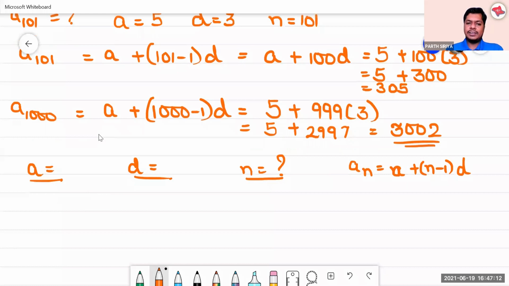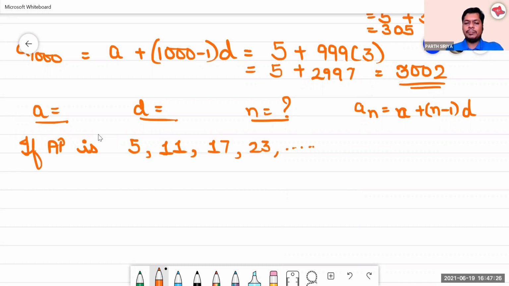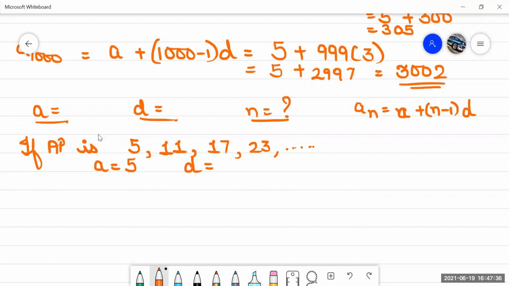एक और क्वेश्चन ट्राई करते हैं. If AP is 5, 11, 17, 23, dot dot dot. Okay, what is the first term of this AP? 5. Very good. What is the difference? Difference between any two consecutive terms? 6. Very good. 11 minus 5 is 6, 17 minus 11 is 6. So difference is 6. ठीक है.